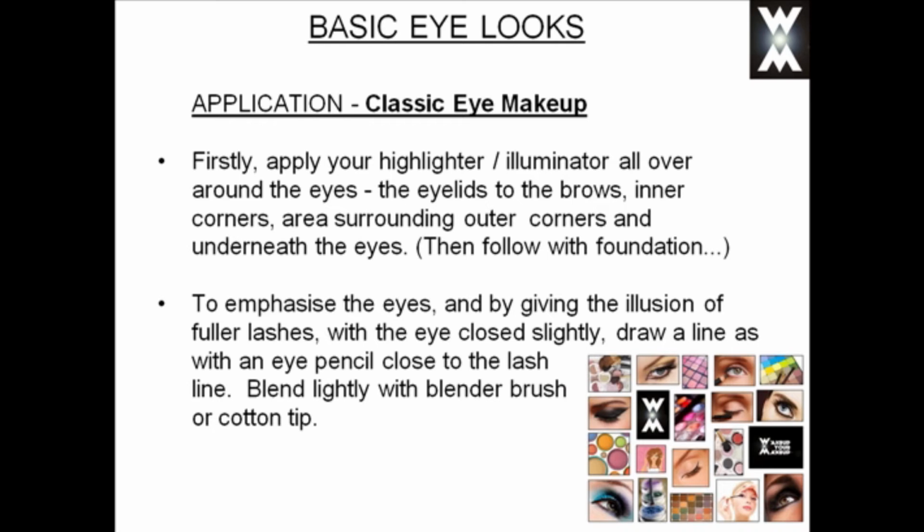Now, to emphasize the eyes, and give the illusion of fuller lashes, with the eye slightly closed, we draw a line with our eye pencil, as close to the lash line as possible, and we blend that line slightly with either a blending brush, cotton tip or Q-tip, or your fingertip. Now the next step is, prior to applying any eyeshadow and using an eyeshadow blending brush, we powder the eyelids using loose powder, and this of course includes powdering your eyeliner pencil.